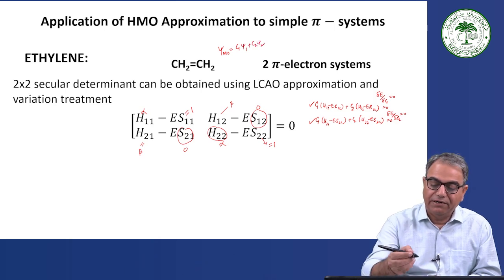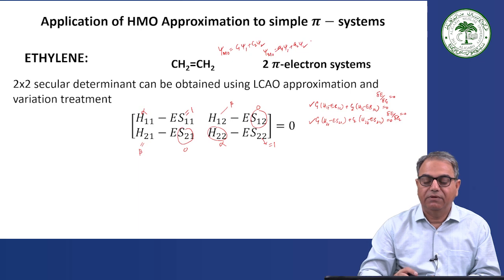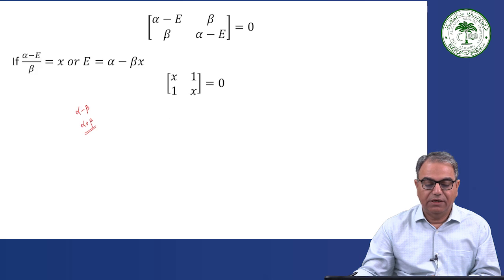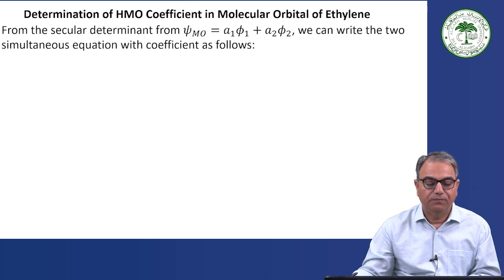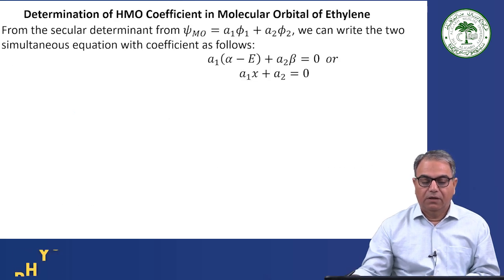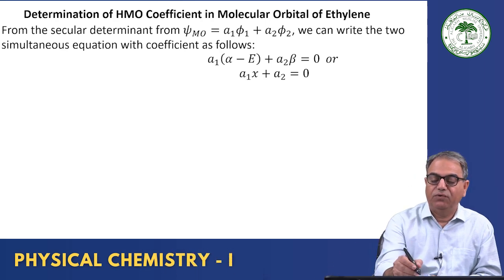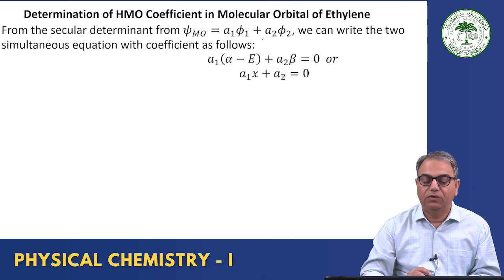Or we can write psi MO is equal to A1 psi 1 plus A2 psi 2. Both could be the same thing, where A1 and A2 are the coefficients. Since I have used A1 and A2 later on, what you can write is psi MO equals A1 phi 1 plus A2 phi 2, then we can write two simultaneous equations.